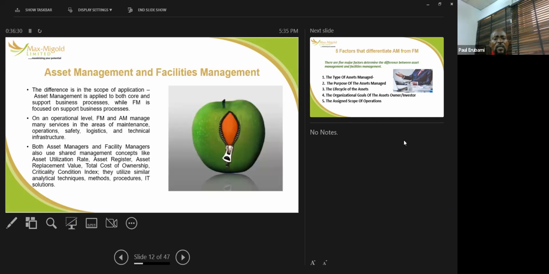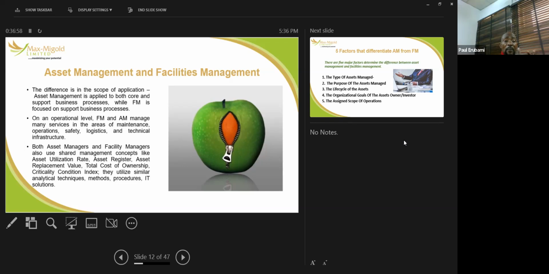Then, what is the difference between asset management and facility management? The two of them go in line. To determine the useful life of an asset, it involves a facility manager, and it also involves the function of an asset manager at the same time. They have separate roles, but there are certain aspects of management that encompass the two of them. The difference is in the scope of the application.